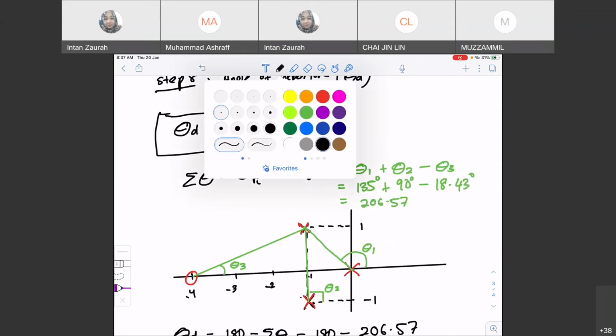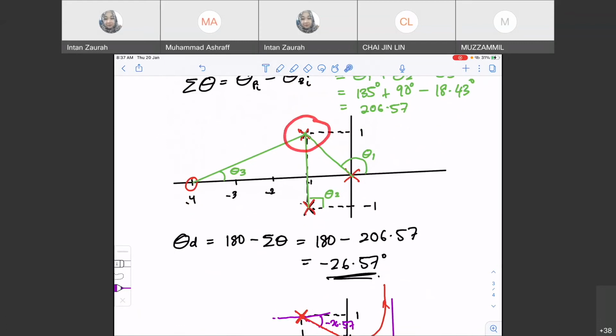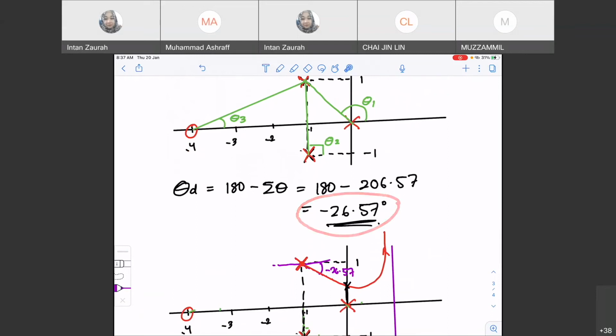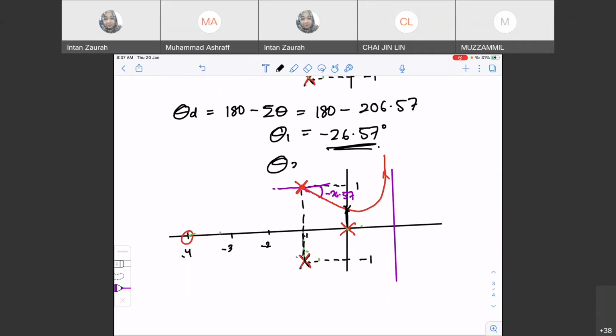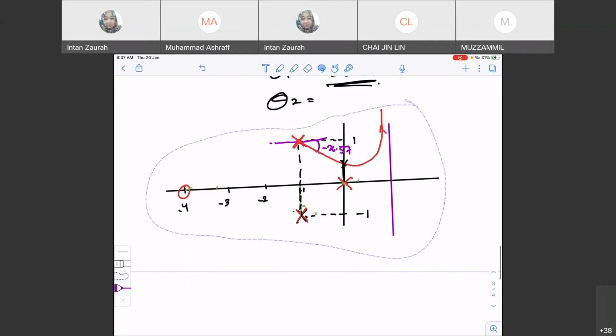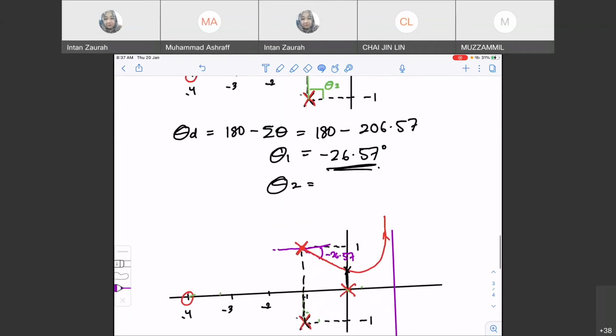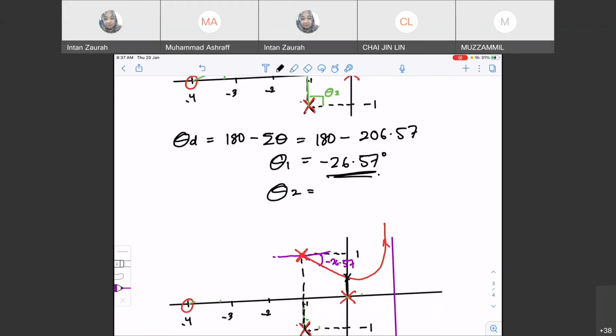If your angle of departure, you calculate using your positive complex poles, it will give you negative 26.57. So it means to say the other angle of departure, because you have two angles of departure. So angle of departure 1 is negative 26.57. Therefore, straight away, angle of departure 2 will be the positive value. Let me just move this slightly down. Angle of departure 2 will be the opposite value of this, because you remember your locus is a mirror image.